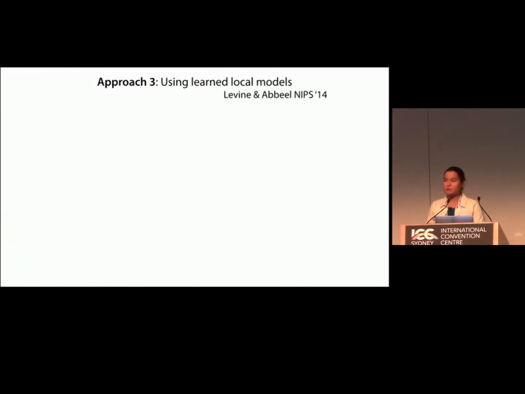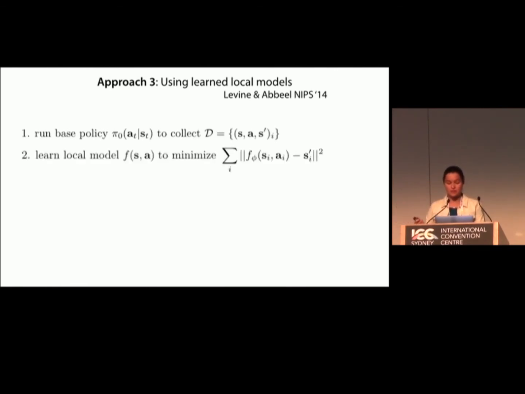Okay, and then a third approach that we can do to try to mitigate the difficulty of learning good global models is by instead learning local models. So what this entails is first running our policy again to collect data. And instead of trying to learn a global model for the entire world, just confining ourselves to a small space and trying to learn a local model around the trajectories that we collected in that data set.